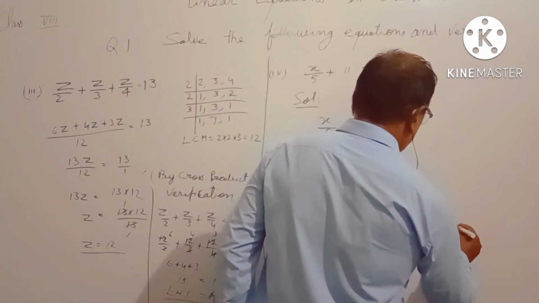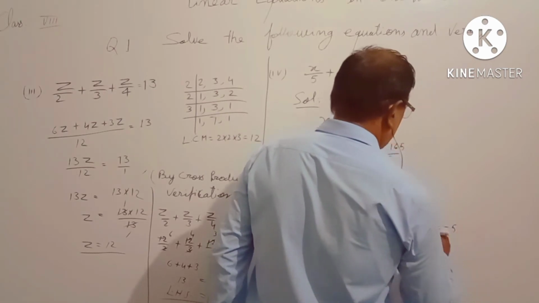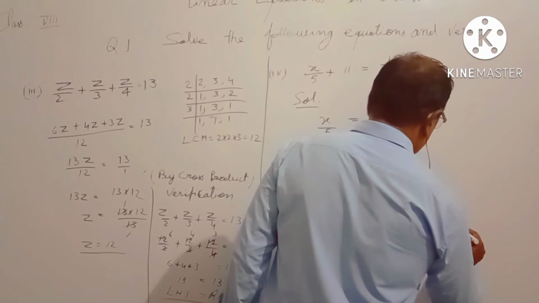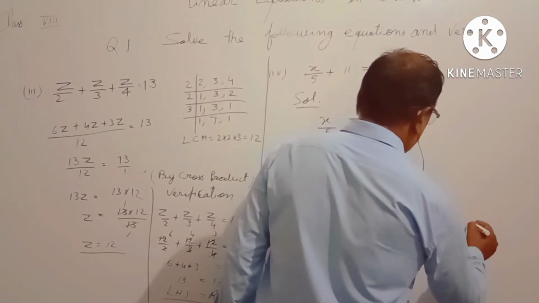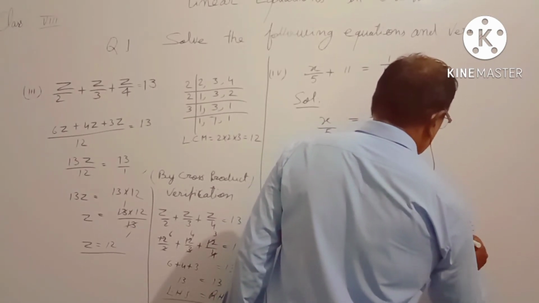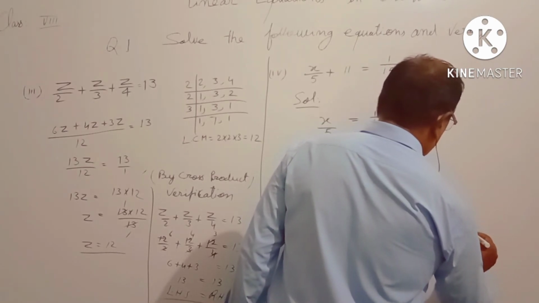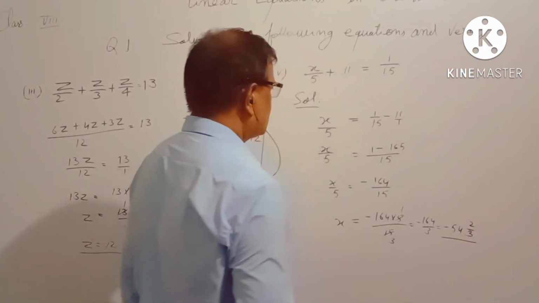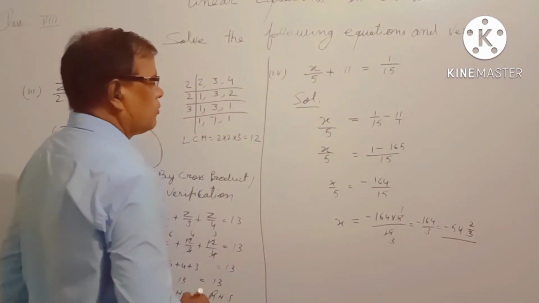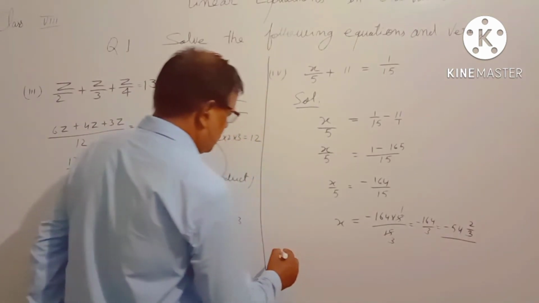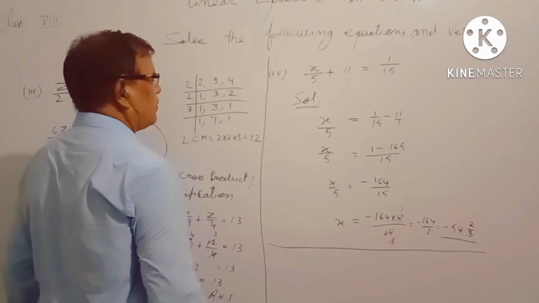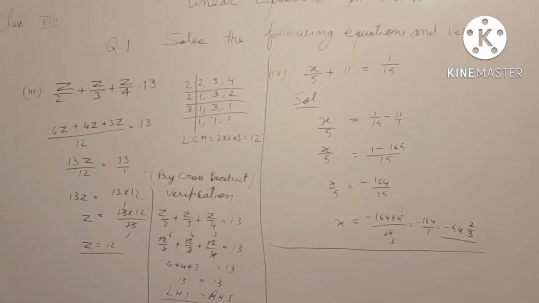Now we change into a mixed fraction because it is improper. Then 3 fives are 15. Now here will be 1, it is 14. Then 3 fours are 12 and 2 will be the remainder, it is minus 54 and 2 by 3. Thus we have found this. Now if we want to verify it, as we have verified the first one, this one also we can verify.